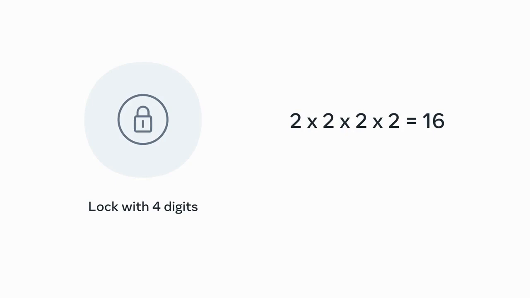You are working with a binary lock. Therefore, each digit can only be either 0 or 1. So you can take 4 digits and multiply them by 2 every time, and the total is 16. Each time you add a potential digit, you increase the possible permutations. So, the same lock with 5 digits would have 2 to the power of 5, or 32 different combinations.